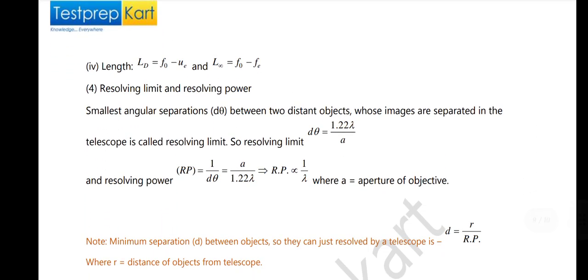Finally, the resolving limit and resolving power. It is the smallest angular separation, d theta, between two distant objects whose images are just separate in the telescope. This we call the resolving limit. Resolving limit d theta is equal to 1.22 wavelength by a, and resolving power, 1 by d theta, is equal to a by 1.22 wavelength, which is proportional to 1 by wavelength, where a is the aperture of the objective.